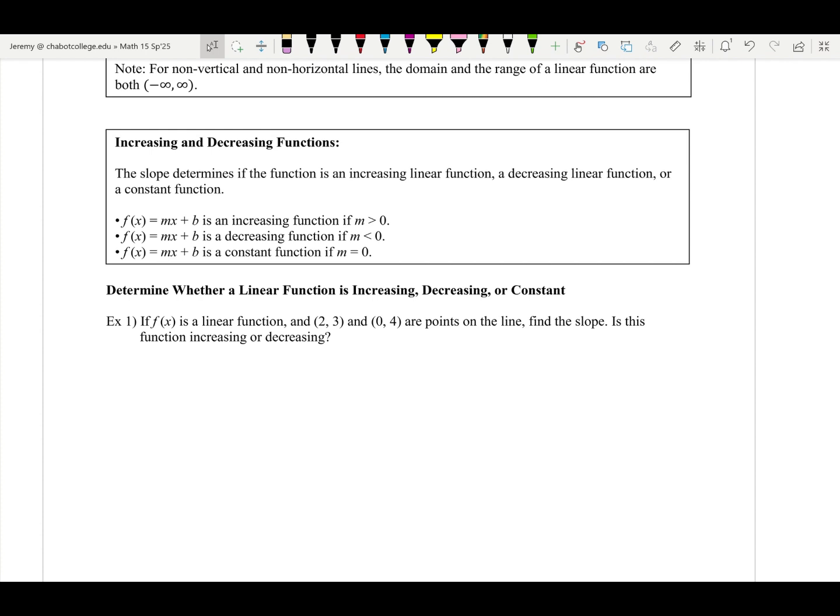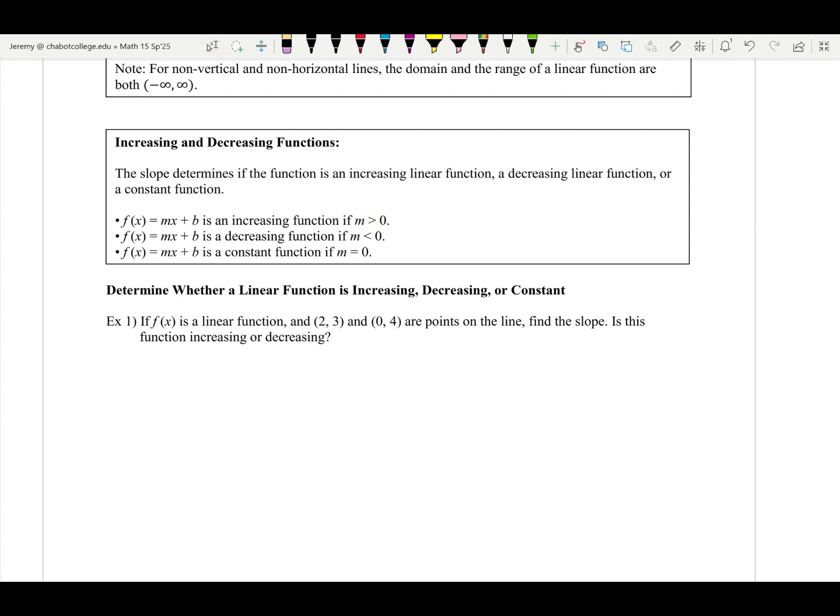Now, increasing and decreasing functions. The slope is what determines whether the function is increasing or decreasing. Or in some cases we have a constant function, and a constant function is just a horizontal line if we were to graph it. But here are the rules. f of x equals mx plus b is an increasing function if m is greater than 0.